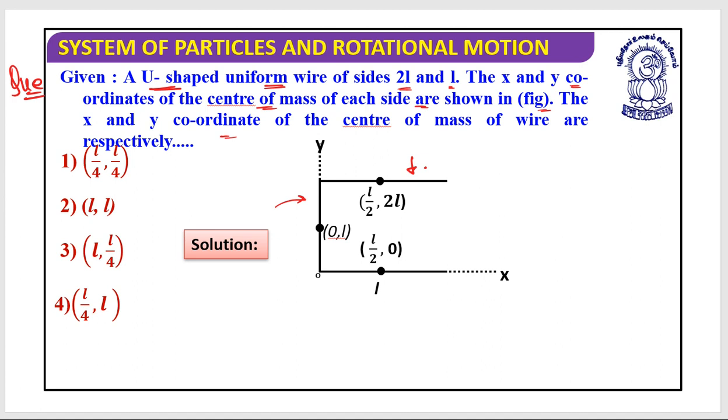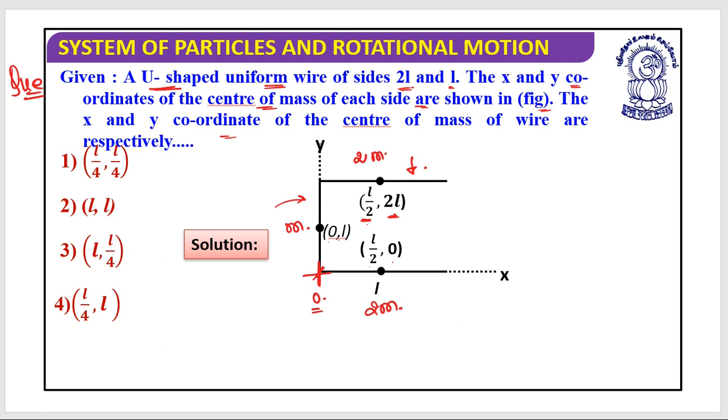Let's understand that this is M, or this is side 2L, that means this is 2M. If I consider this as a mass M, this is 2M. They have already written the coordinates: L by 2 comma 2L, 0 comma L, and L by 2 comma 0. So this has been taken as the origin.